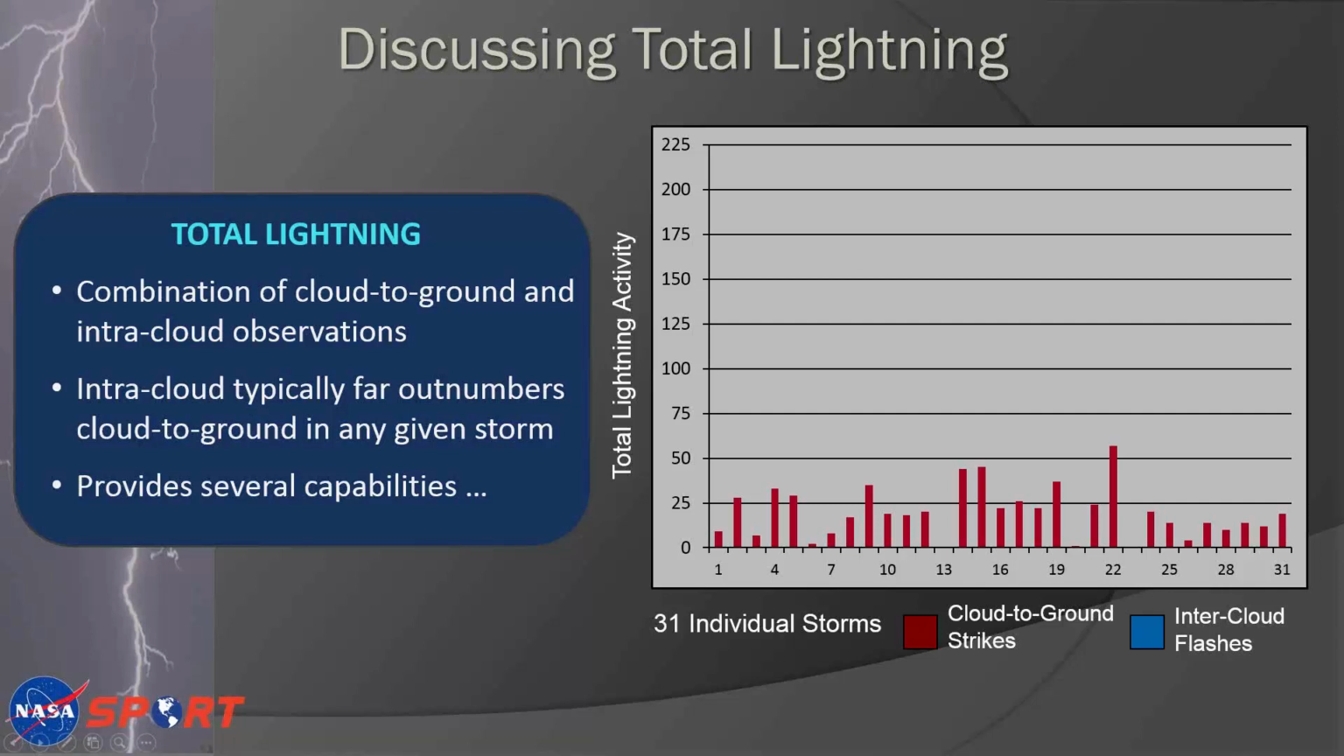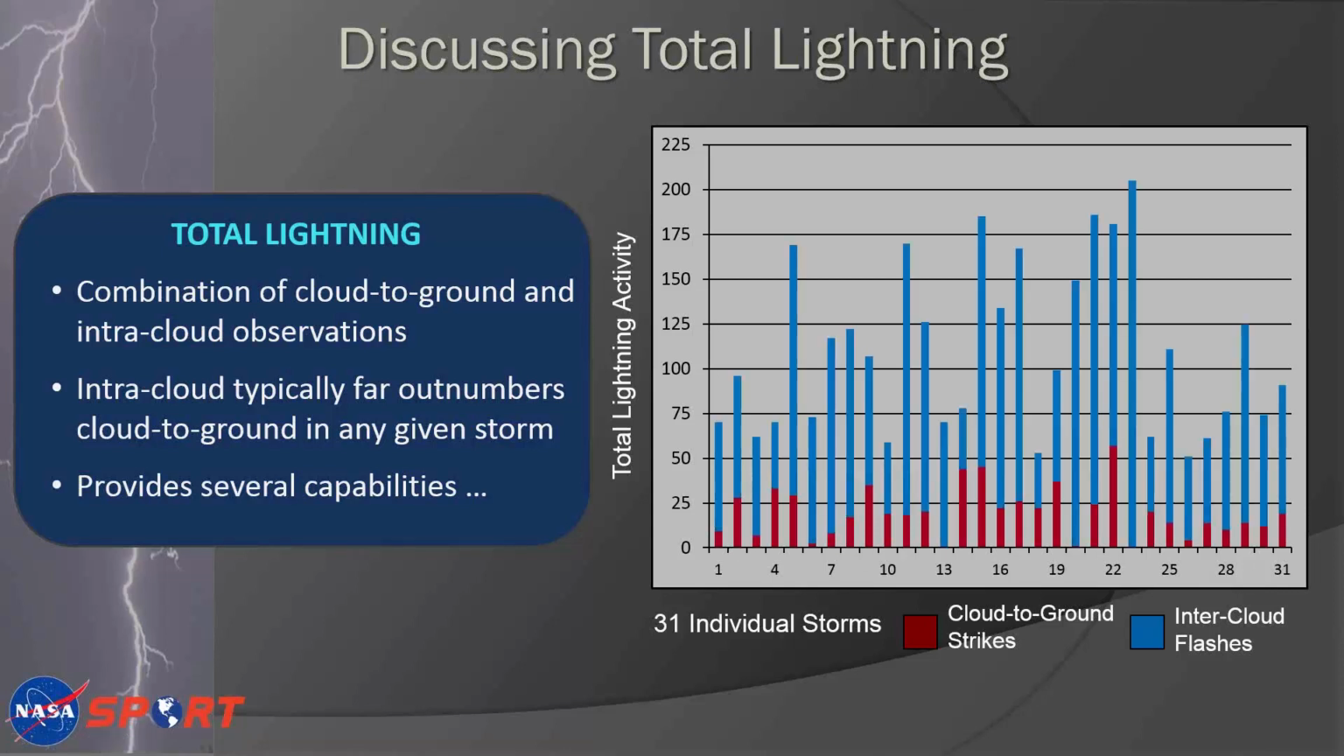The example you see here on the right shows 31 thunderstorms. These came from Central Florida. Basically, warm season, run-of-the-mill thunderstorms. None of these were severe. The red bars just indicate the number of cloud-to-ground strikes that occurred with each one of these thunderstorms. However, when we look at these 31 thunderstorms and apply the intercloud observations, we see a very different picture of the amount of lightning activity that was going on in each one of those thunderstorms.